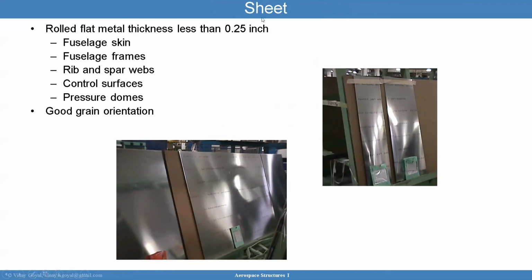Here the sheet materials are rolled flat, with metal thickness less than 1/4 inch. They're typically used for fuselage skin frames, ribs, spar webs, control surfaces, and pressure domes, and do have a good grain orientation.